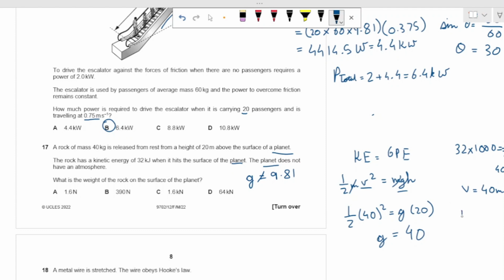Therefore, now we can find the weight. Weight is 40 kg into 40 meter per second square. 40 into 40, 1600. We get the weight as 1600 newtons, which is equals to 1.6 kilonewtons. That's your final answer. Option C is correct.